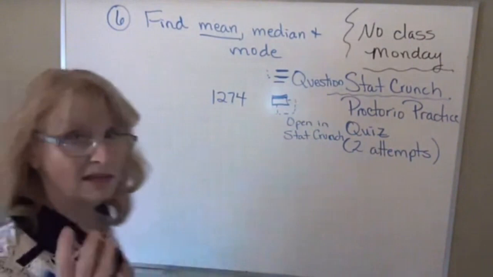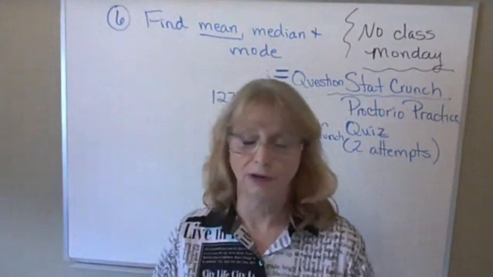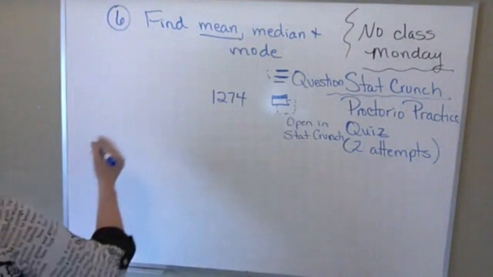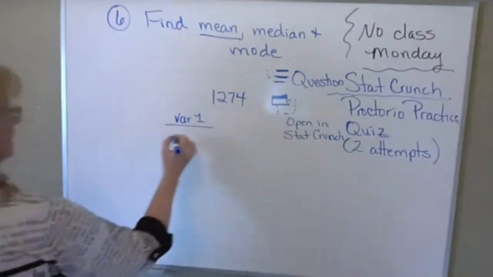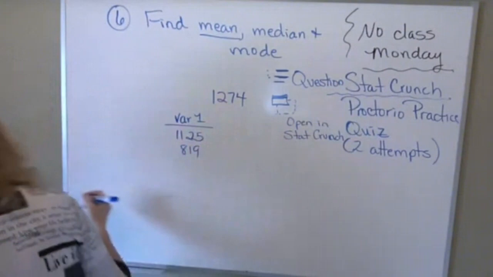The thing that's nice about this is that StatCrunch is nothing more than an Excel spreadsheet. That's what it is. But when you open it in StatCrunch, it automatically populates under this column called VAR1. It'll automatically populate. So I'm going to write down my data values. This is basically all we're doing, so we can do this together. This is all we're doing for the rest of class.